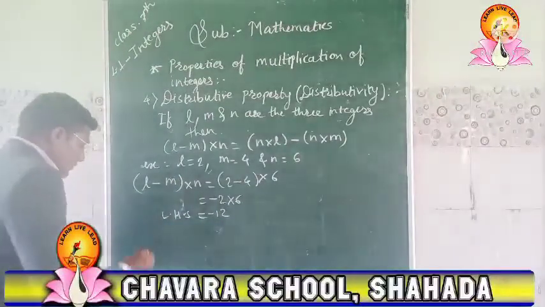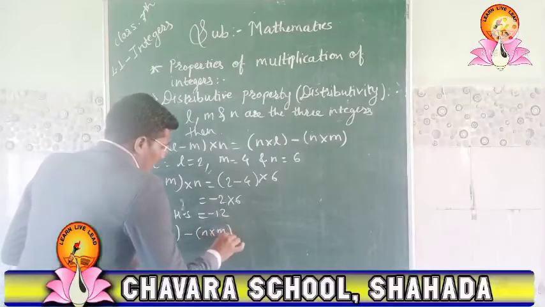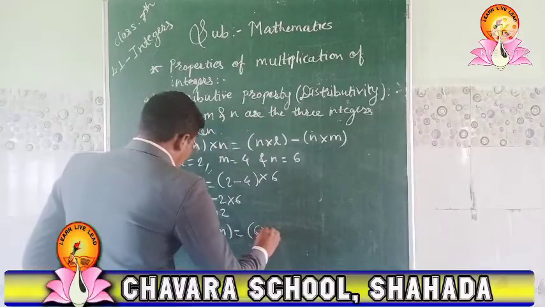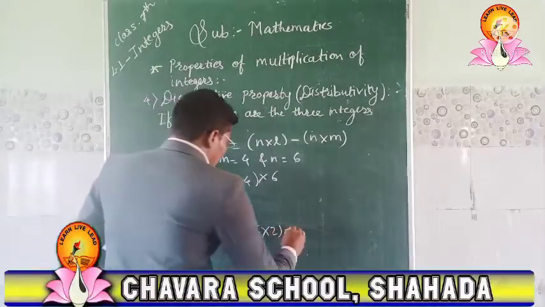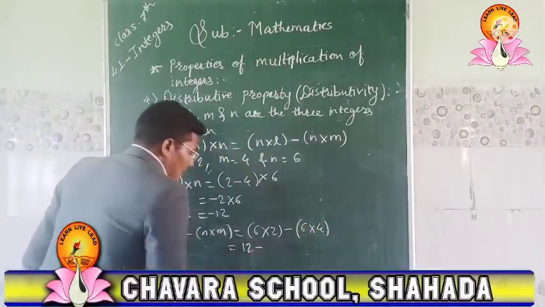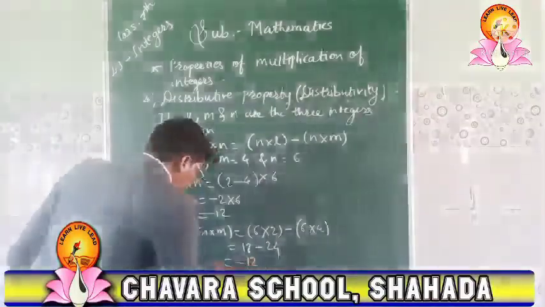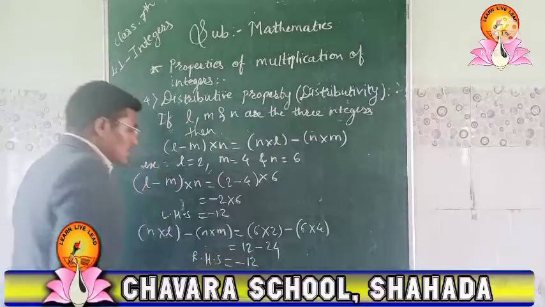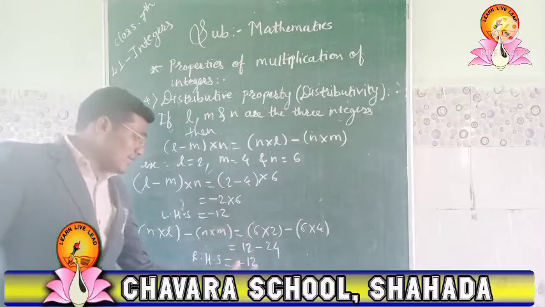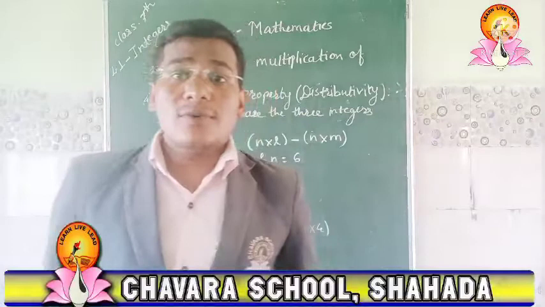Now the RHS of the equation is what? N multiplied by L minus N multiplied by M. So it will be equal to what? Take the values. 6 multiplied by 2 is 12 minus 6 multiplied by 4 is 24. And we know that 12 minus 24 is negative 12. This is the value of the RHS. And hence we can say that the LHS is equal to the RHS. It has the same sign, negative 12. And hence this rule or this property is also true of the distributive property.